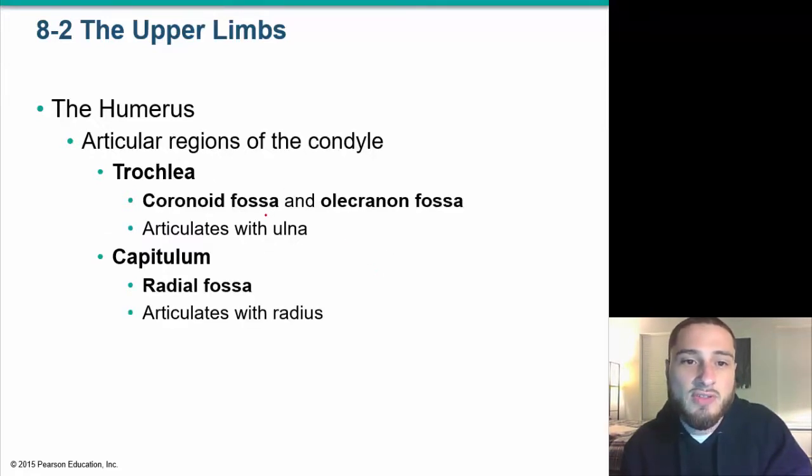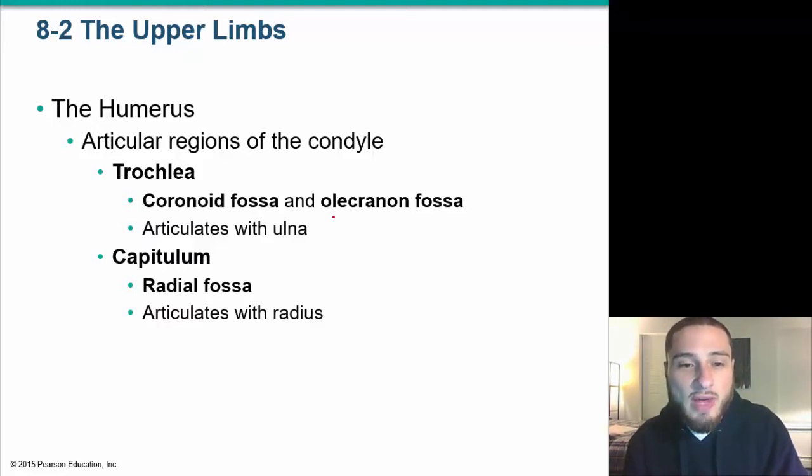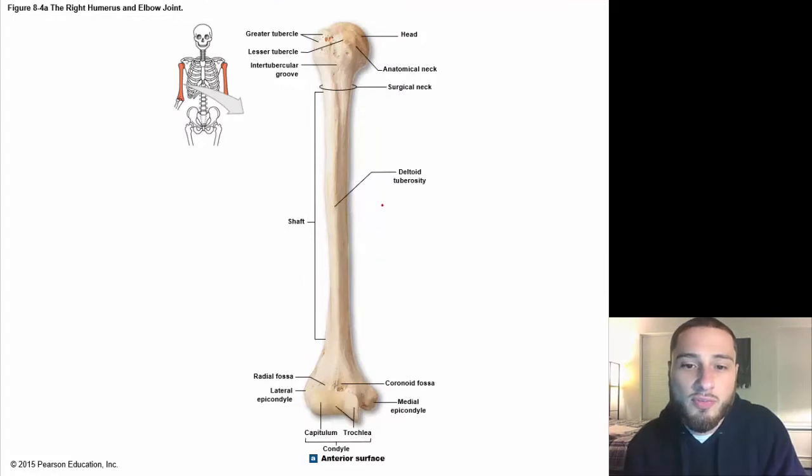You have the trochlea, you have the coronoid fossa, and the olecranon fossa helps to lock those bones together so that that elbow is more stable. Okay, your elbow is not highly movable. Doesn't really allow for many different directions like your shoulder does, but it is a little bit more stable. And then you have the capitulum. It's with a radial fossa, which is going to articulate with the radius, one of the forearm bones.